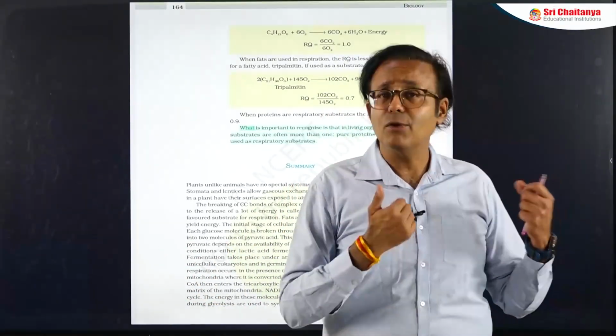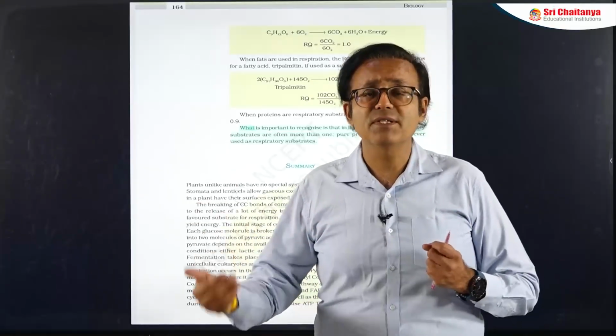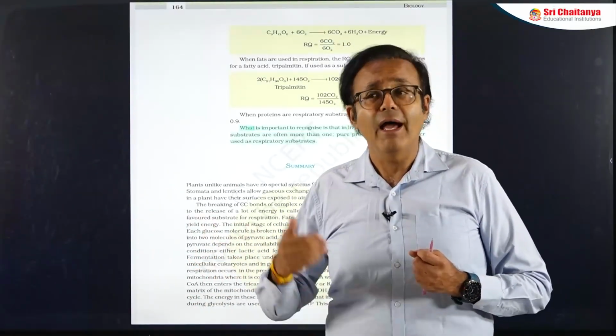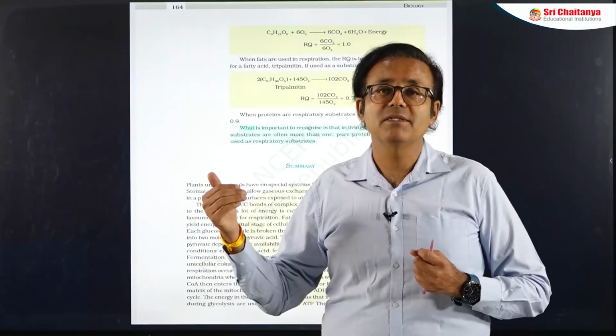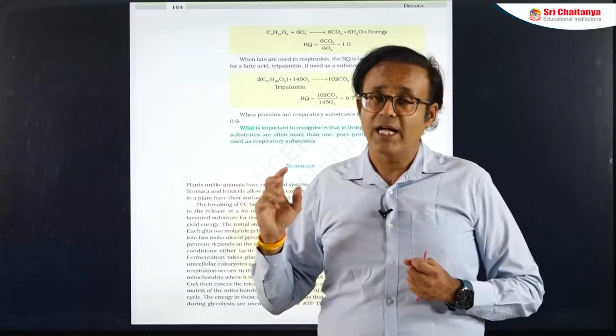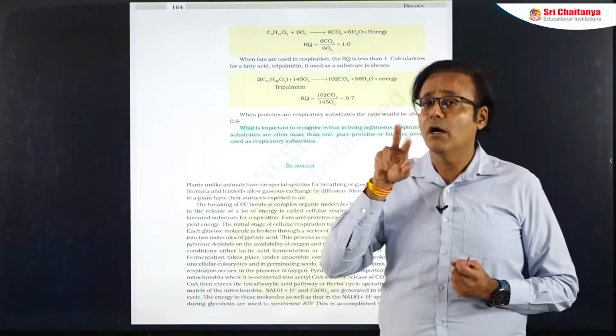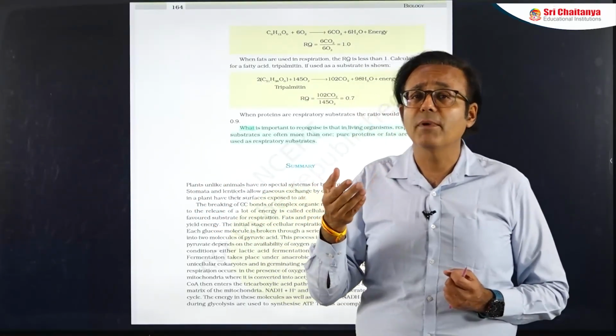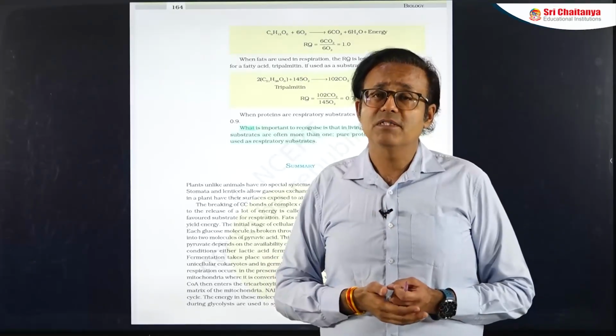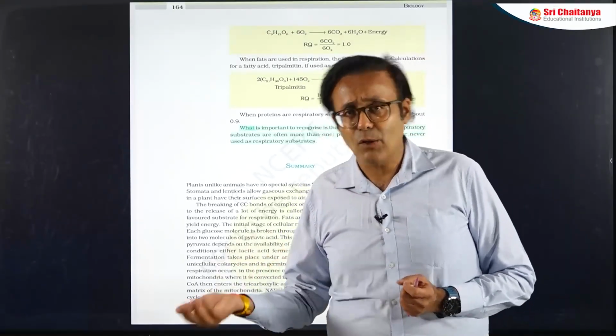And so fat also hydrolyzes first into fatty acids and glycerol, and then the fatty acids undergo beta oxidation further in respiration. So that's why they have written this line, that protein and fat in their pure form cannot be oxidized directly, because they get first hydrolyzed and then get oxidized.